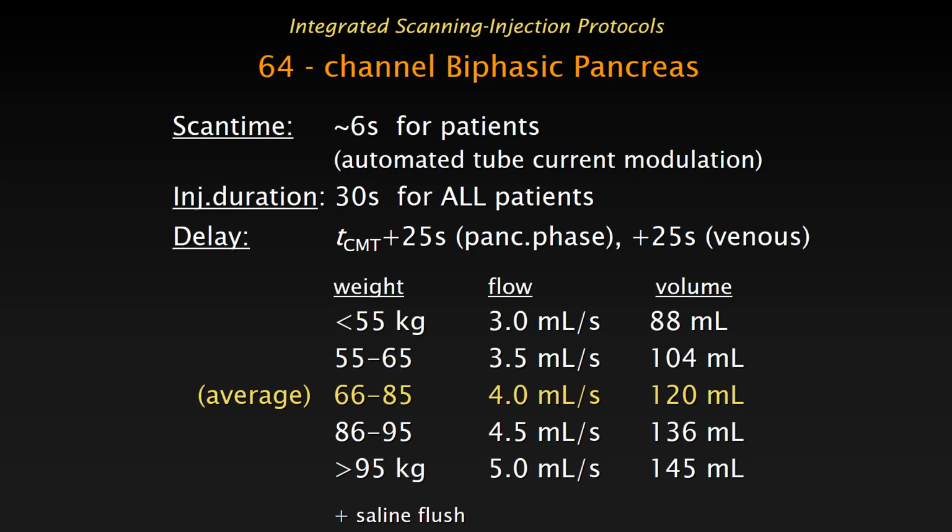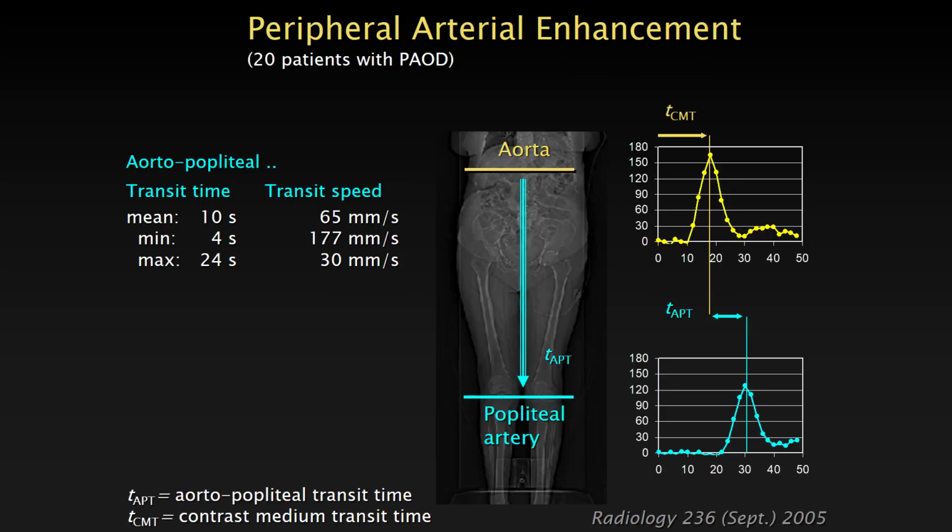For the pancreas, it's exactly the same. Here we have just a longer delay because the pancreatic phase is about 25 seconds after the aorta enhances. And again, you combine the pancreatic phase with the venous phase. And again, all the protocols have usually the same scan time, same injection duration, and they have different volumes and flow rates for the injection protocols.